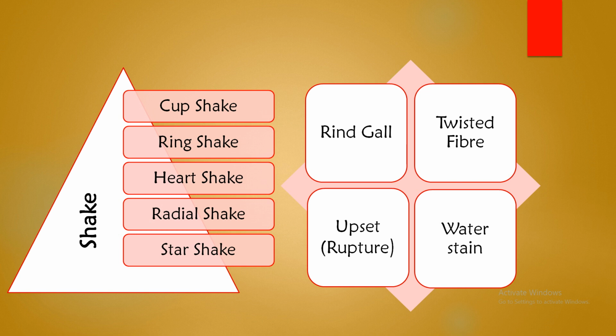A twisted fibre: when a timber gets spirally distorted, it cannot be used. Such a defect is called the twisted fibre. The other name for twisted fibre is wandering heart.